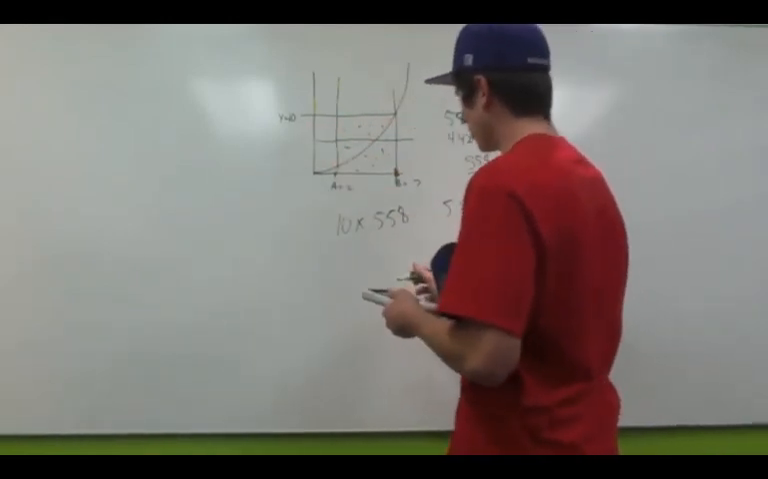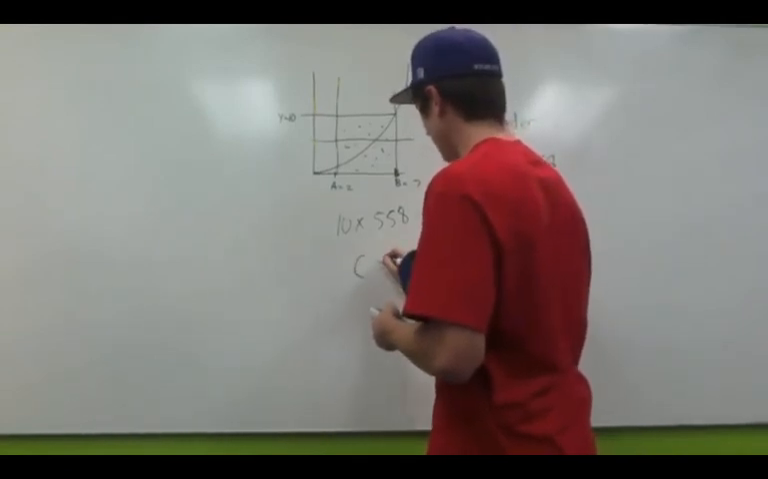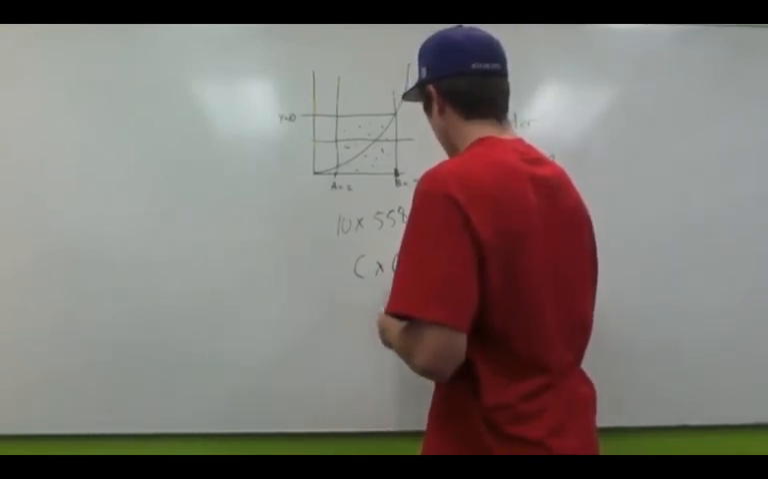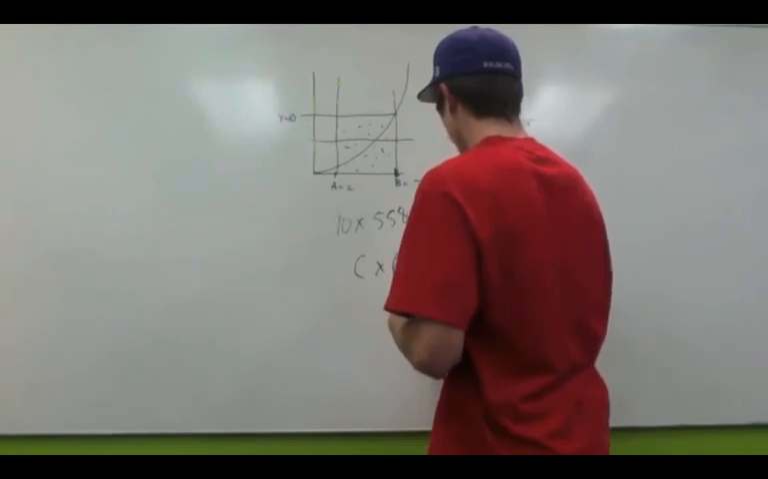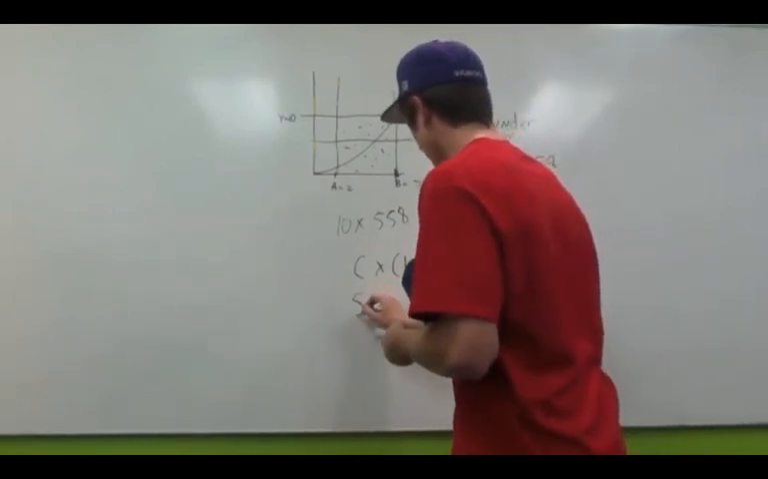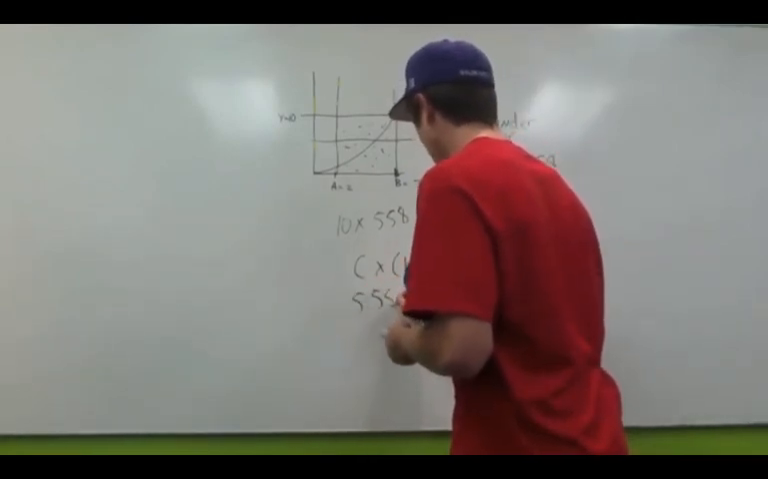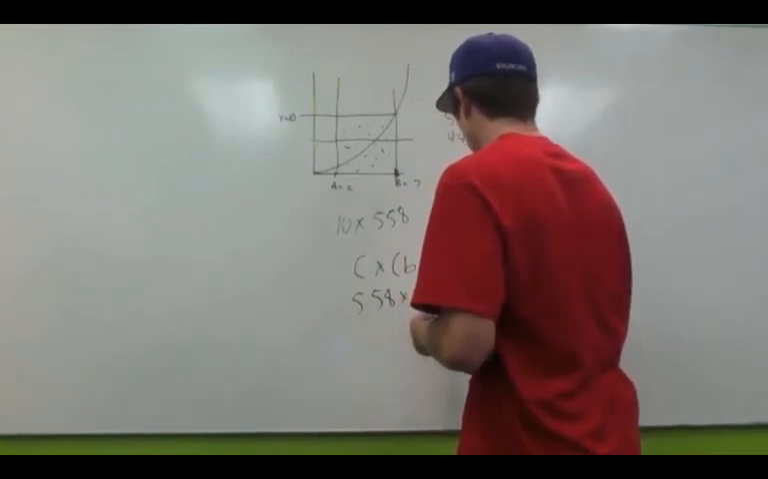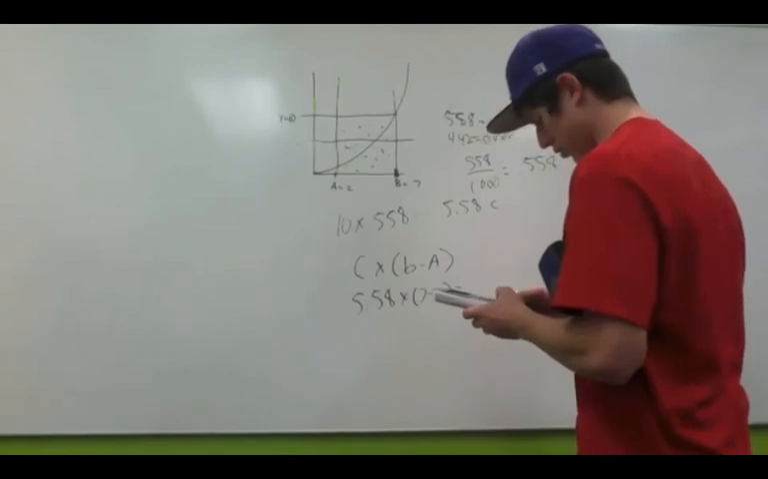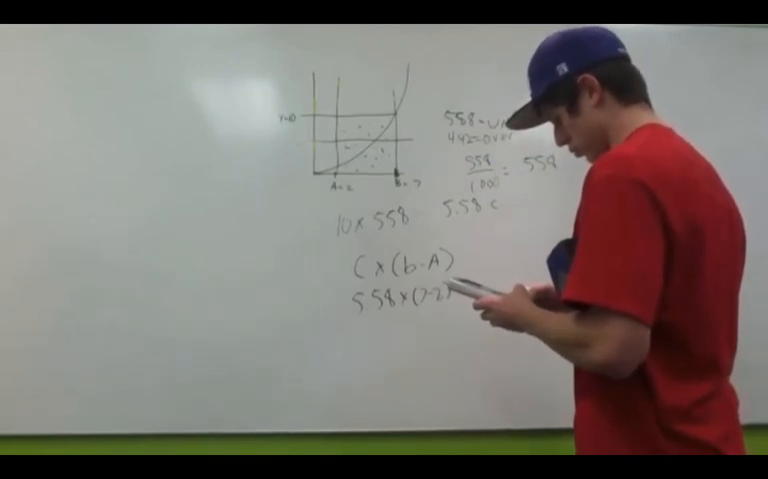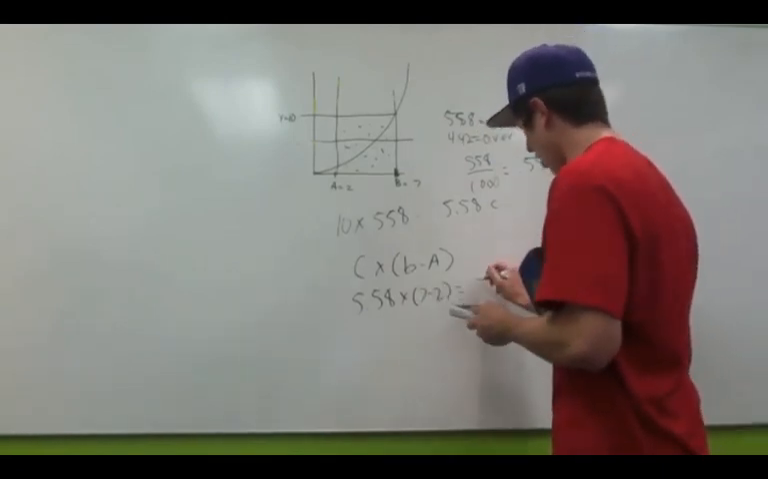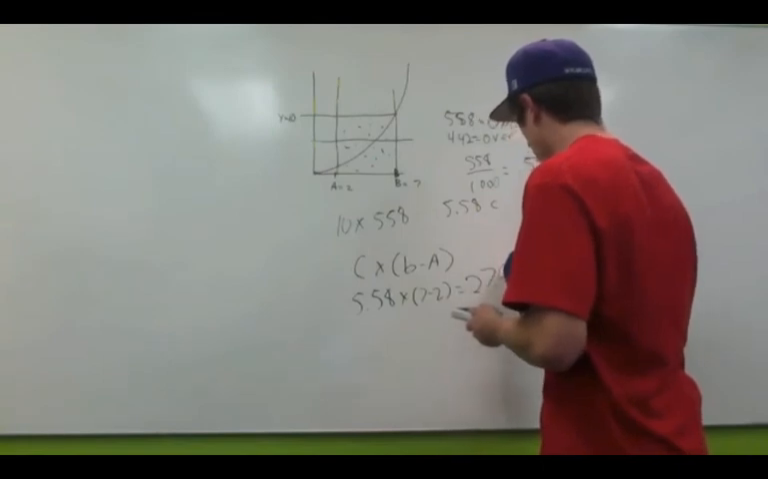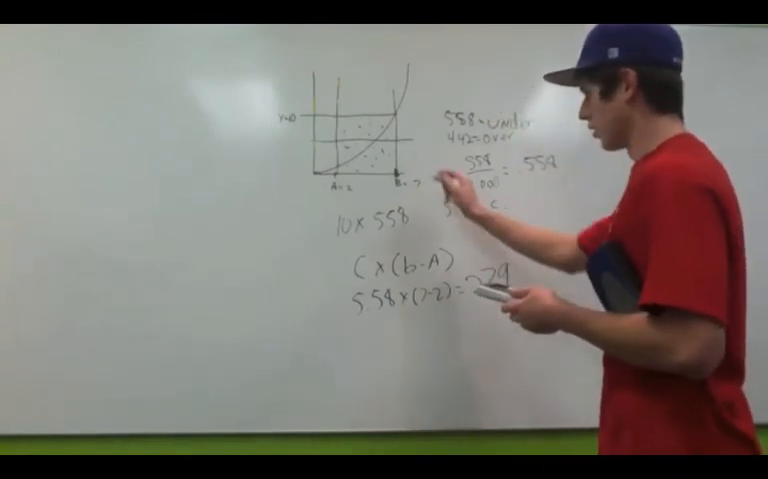So if we want to use the mean value theorem, then we take c times b minus a, which is our interval, which will equal 5.58 times 7 minus 2, which will give us approximately 27.9, which is the area under that function.